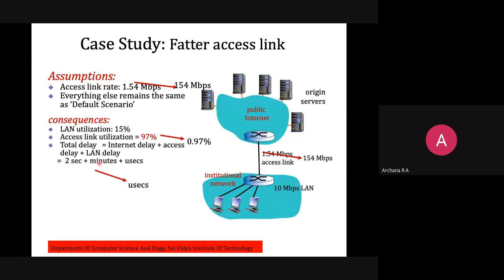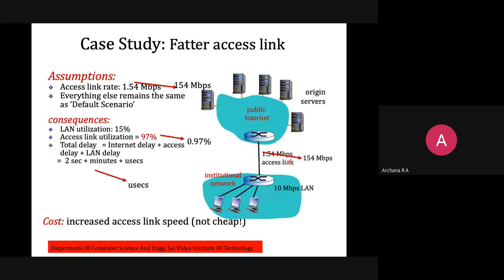But the access delay, which was in terms of minutes, will now be reduced to microseconds or milliseconds. That is indicated by this U seconds, which indicates microseconds. So now the delay at the access link will be reduced. But there is a drawback. If we increase the access link rate, it is not cheap, it is too costly.